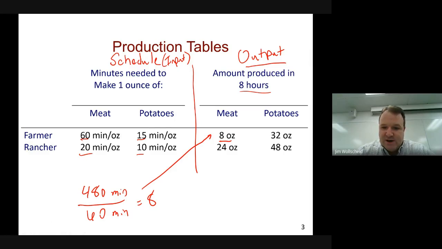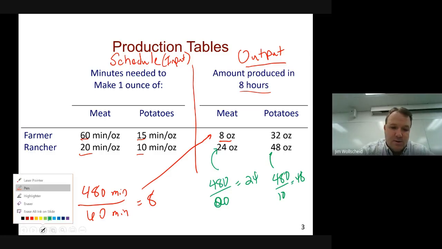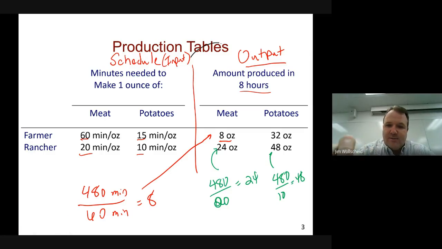Now for the rancher, same 480 minutes. For her, divided by 20, that equals 24, which is where that number comes from. And we would do the same thing to find the potatoes. You would take 480 divided by 10, very simple, that gets us the 48. So we can now see from our table how we get from our inputs to our outputs.